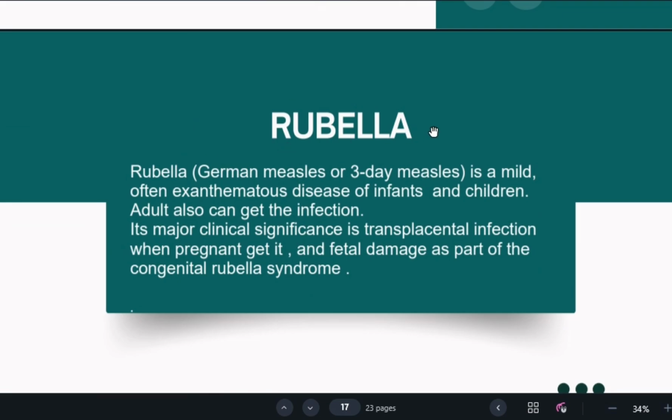The third topic in this lecture is rubella. Rubella, German measles, or third-day measles, is a milder form of measles. Adults also can get the infection, but what makes it important is its transplacental transmission, causing fetal damage as part of congenital rubella syndrome.